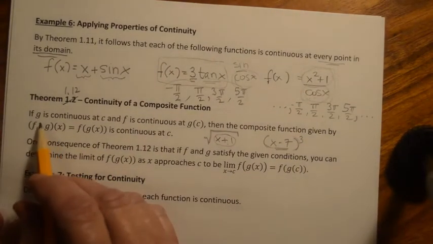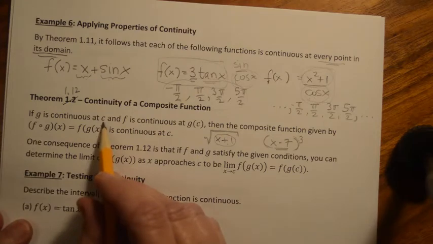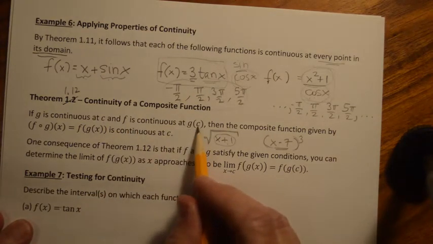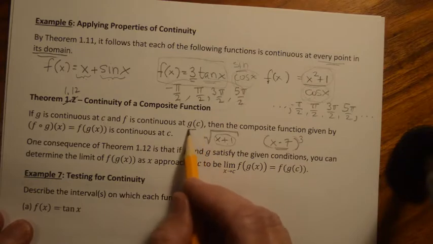So it's saying if g is continuous at some point c, and f is continuous at g of c, all right, so this would be our inner function.